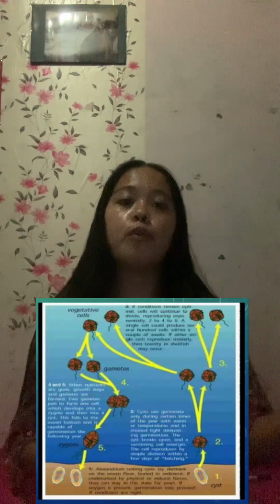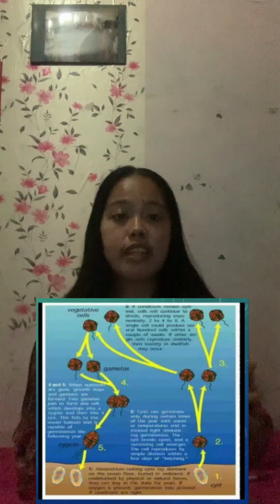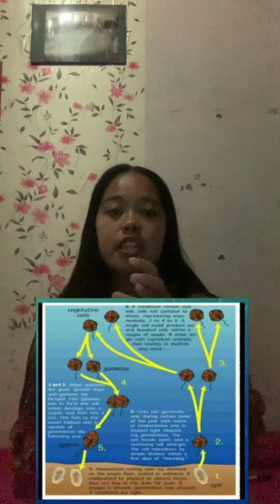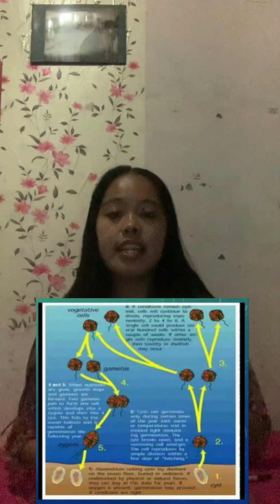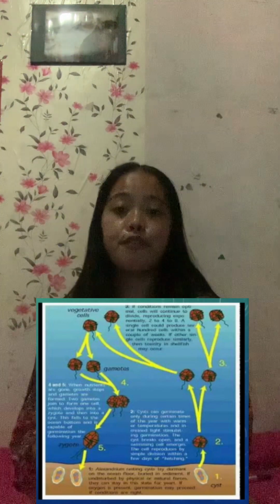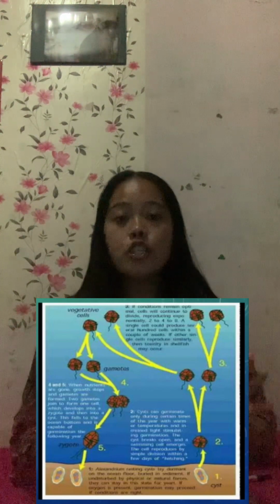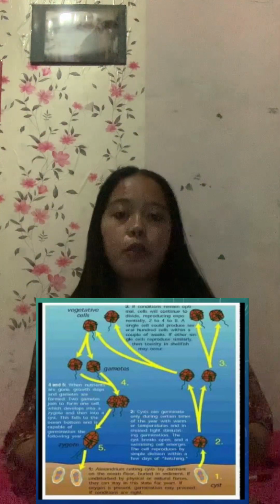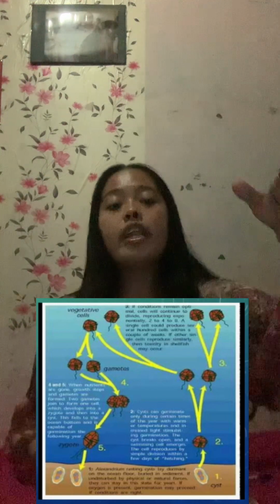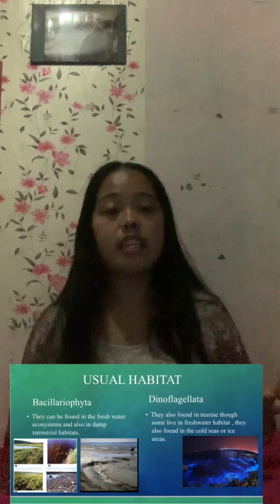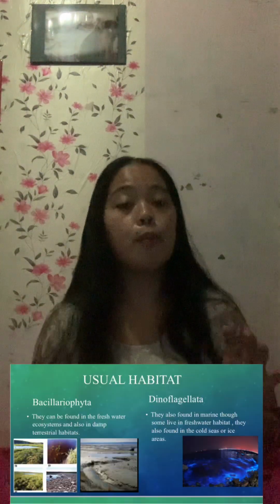Then after that, they become a vegetative cell. Then they divide again in the fourth and fifth stage. That is the end stage of the reproduction, where they mutate. Then when they become bigger, they go back to the ground and do the life cycle again and again. After that, I'm going to explain the usual habitat of both algae.